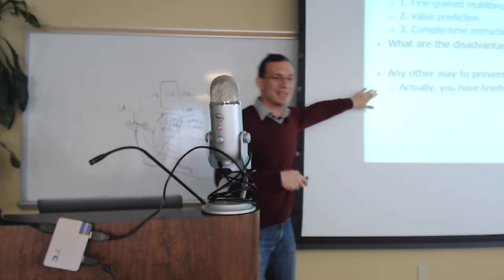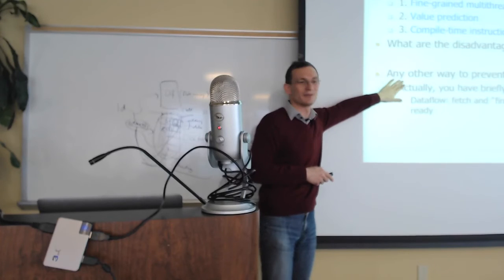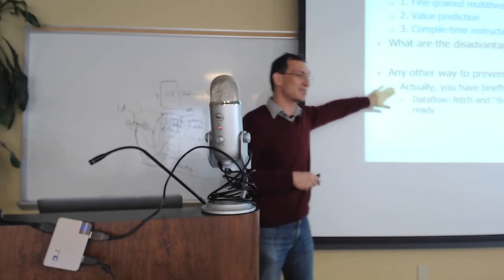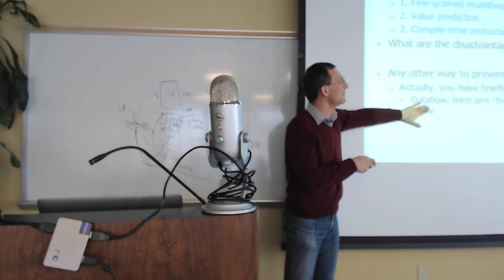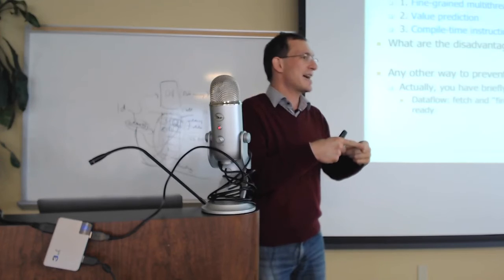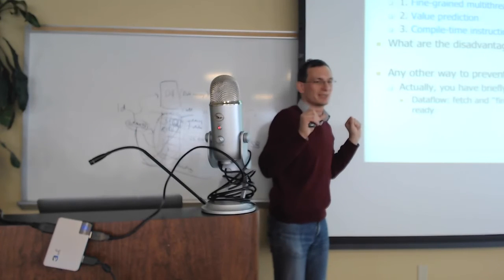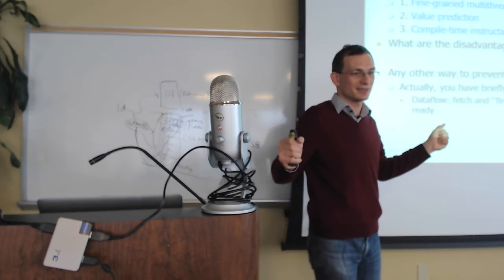And the basic idea we've already seen before. The basic idea is data flow, right? The extreme case. In a data flow model, we fetch and fire an instruction when its inputs are ready. In that case, you don't have any dispatch stalls. You just fetch the instruction whose inputs are available.